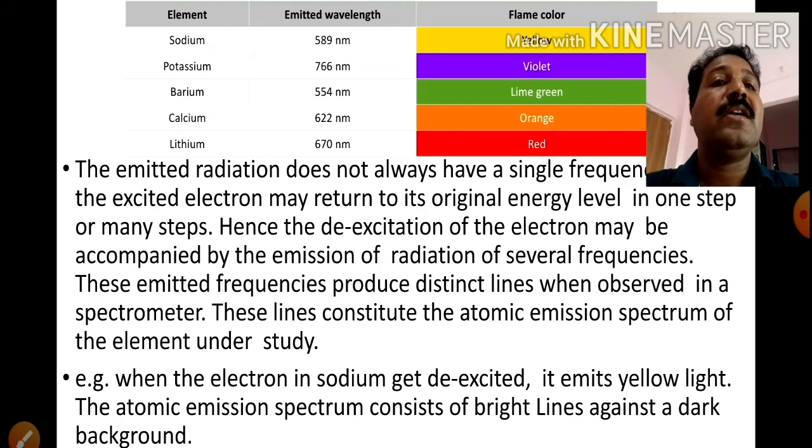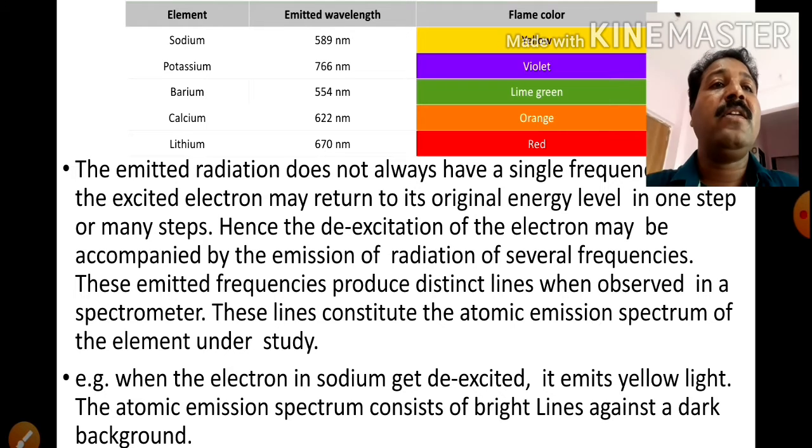The emitted radiation does not always have a single frequency. The excited electron may return to its original energy level in one step or in many steps. Hence, the de-excitation of the electron may be accompanied by the emission of radiation of several frequencies. These emitted frequencies produce distinct lines when observed in a spectrometer. These lines constitute the atomic emission spectrum of the element under study. For example, when the electron in sodium gets de-excited, it emits yellow light.